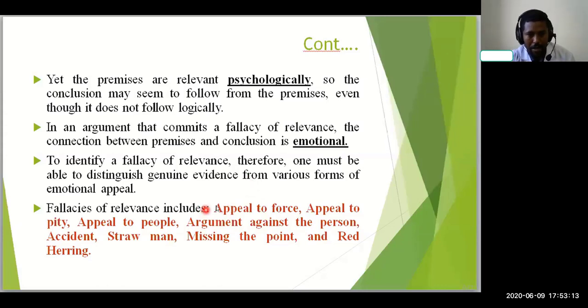Here are the subcategories of fallacy of relevance. The first one is appeal to force. The second one is appeal to pity. The third one is appeal to people. The fourth one is argument against the person. The fifth one is accident. The sixth one is straw man. The seventh one is missing the point, and the eighth one is red herring. Let us look at these subcategories of fallacy of relevance in detail.